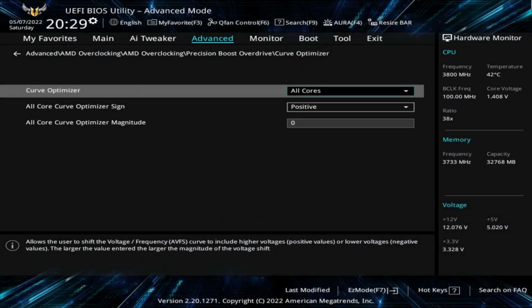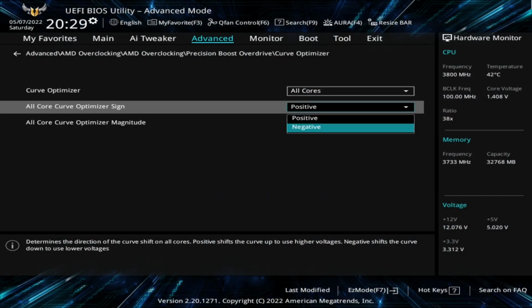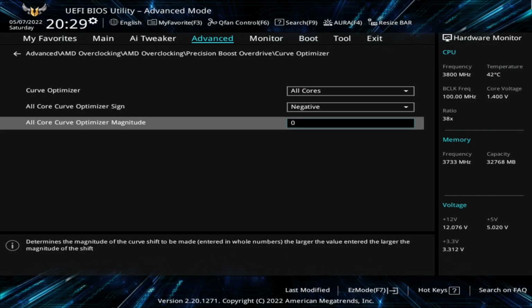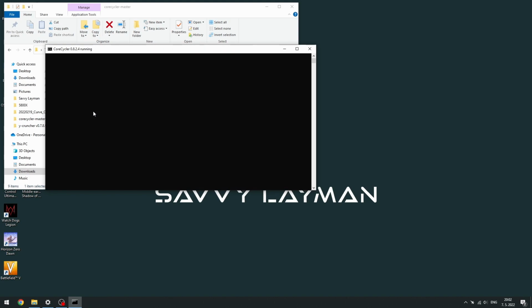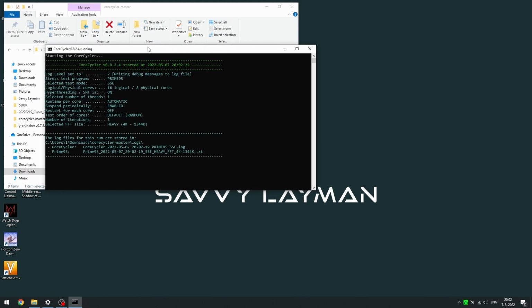With the all-core approach, it is wise to start with a modest negative offset of 10 and then see if all cores are able to complete CoreCycler workloads with no errors. If this is the case, you can even try to further increase the negative voltage offset as long as the next CoreCycler iterations run flawlessly. On the other hand, if an error is thrown, decrease the offset by 1 point.